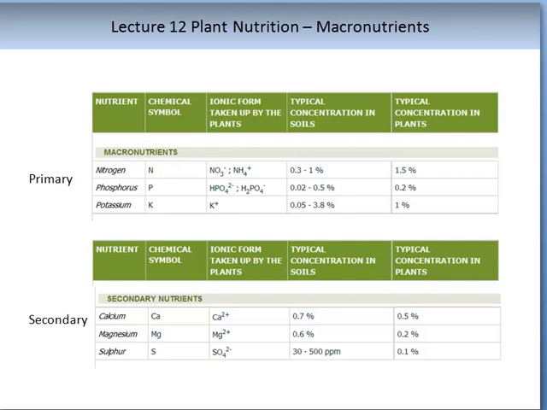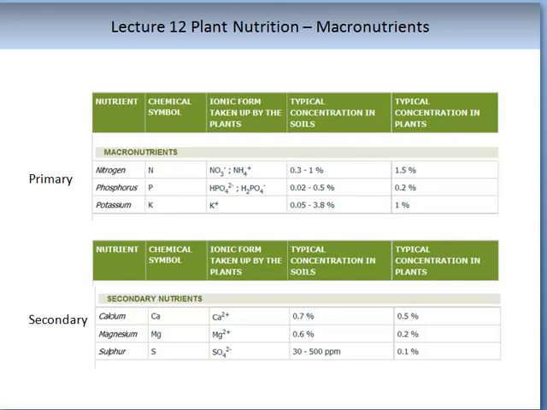In the classification based on nutrient concentration, the macronutrients can be divided into 2 groups. There are the primary macronutrients and the secondary macronutrients. The primary macronutrients are perhaps the most familiar to most people. These consist of the nitrogen, phosphate, and potassium groups. They are found in relatively higher concentrations in the soil and higher concentrations in the plant. The secondary macronutrients are not as important as the primary, and these comprise calcium, magnesium, and sulfur.